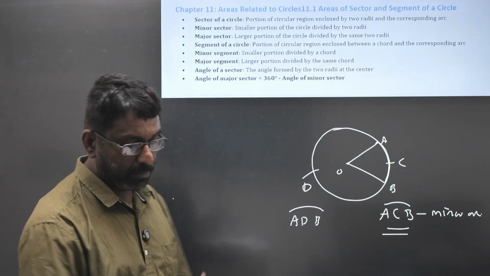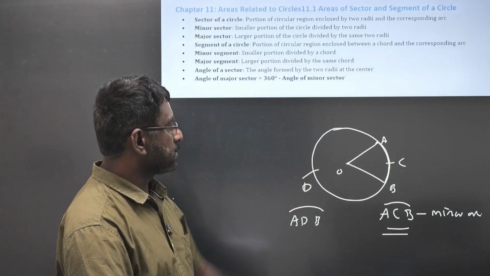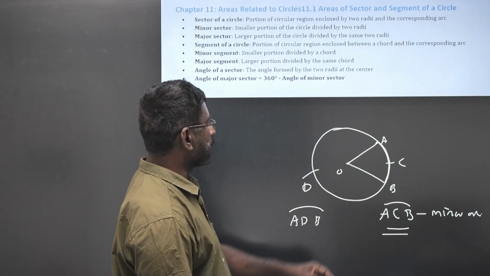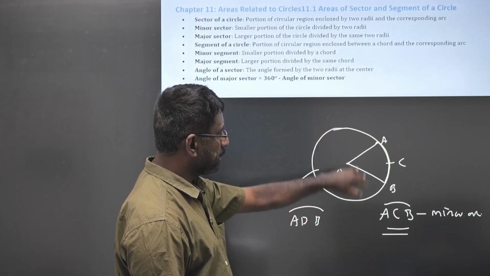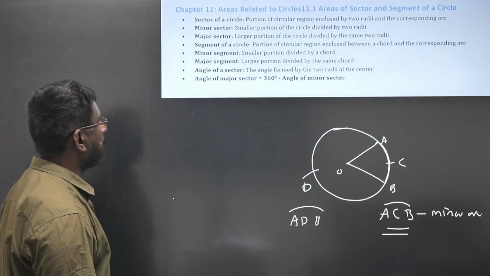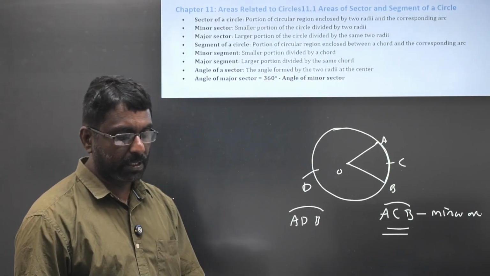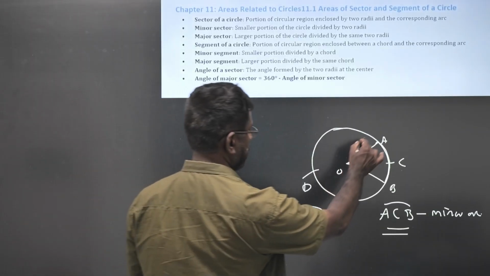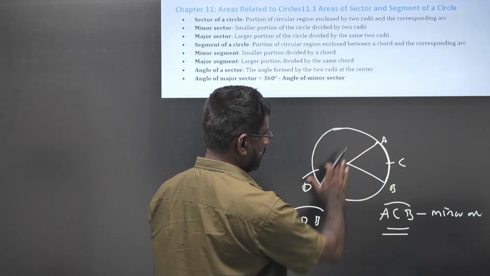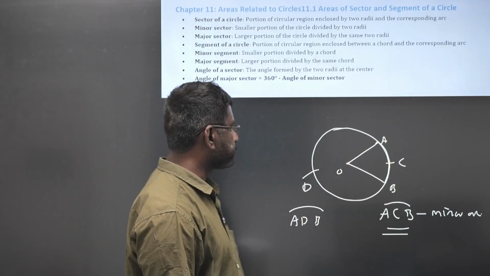We can define the minor arc. An arc whose length is less than half of the circumference is called minor arc. If the arc length is greater than half of its circumference, it is called major arc. So you have to identify arc of a circle. What is arc of a circle? That is the part of the circumference of the circle. But what is the sector of a circle? That is a portion or part of the circular region. That is called sector.